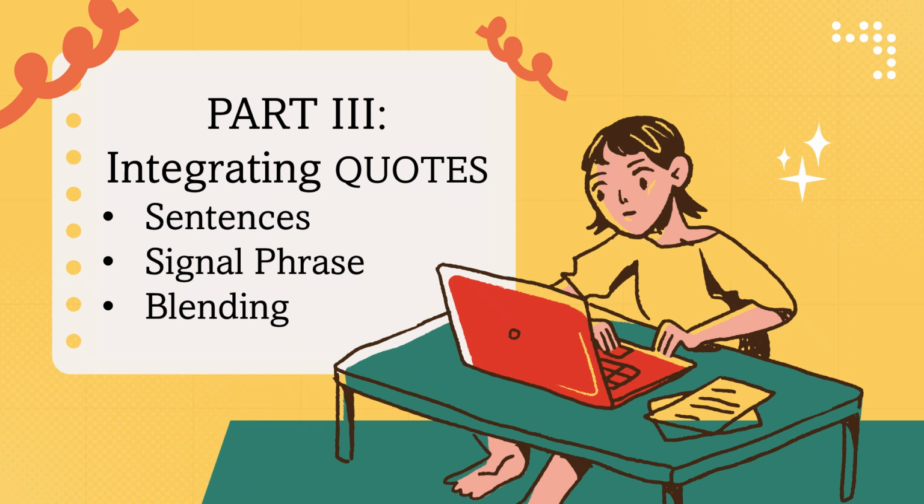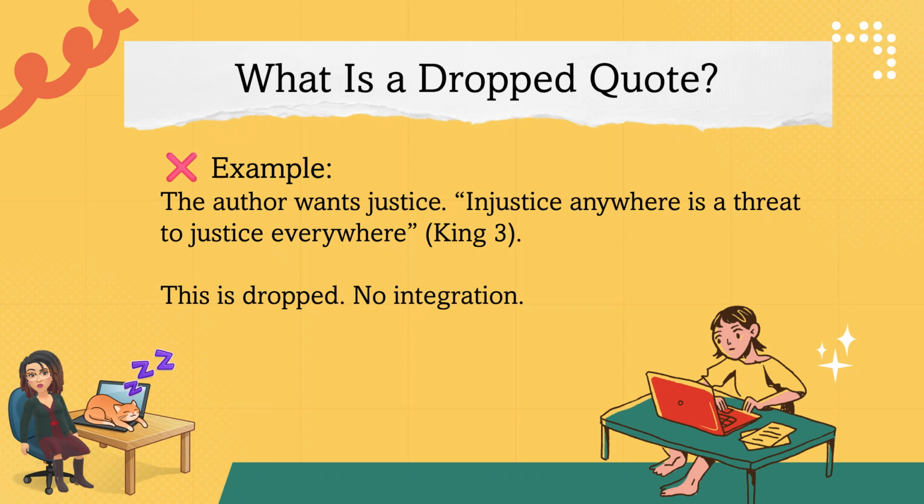Now that we've talked about the meal plan, let's talk about what integrating sources should look like. If your paragraph looks like this: "The author wants justice, period. Injustice anywhere is a threat to justice everywhere." That is a dropped quote. We do not drop quotes, we introduce them.